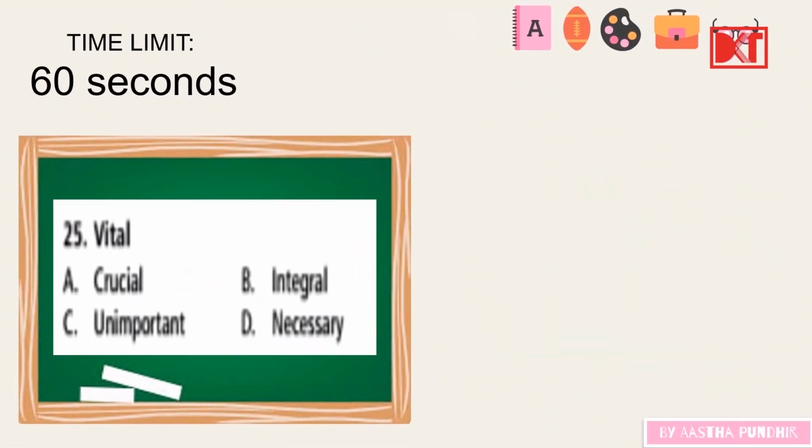The next word we have here is vital. The options are crucial, integral, unimportant and necessary. Vital, the antonym is unimportant, something that is not important. The other words like crucial, integral, necessary, all these are synonyms. Something that is important, necessary, required, of primary importance.